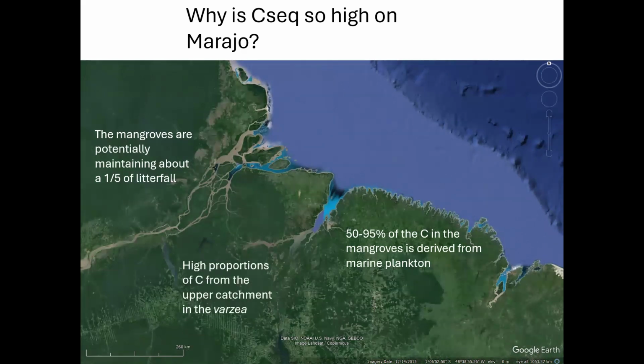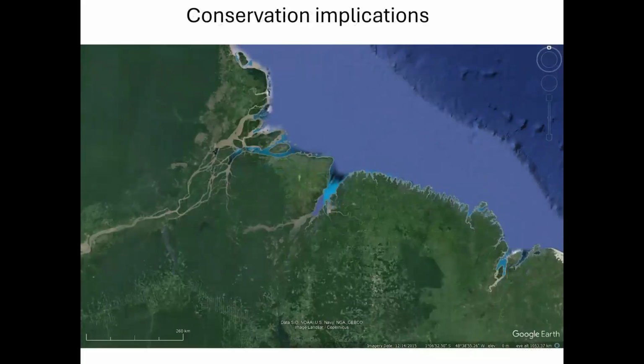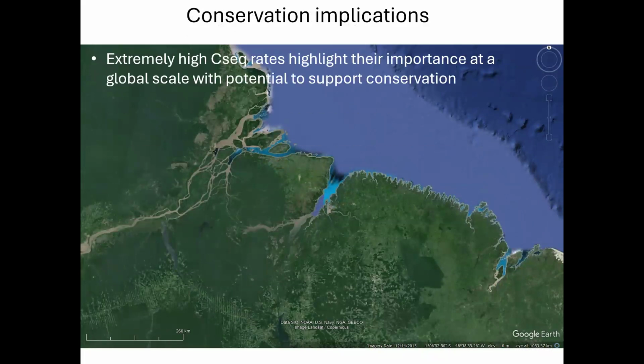And then obviously, as I mentioned previously, there's extremely high proportions of carbon that are derived from the upper catchment, particularly in the Várzea and Várzea mixed mangrove that you find in the inner parts of Marajó up the estuary.